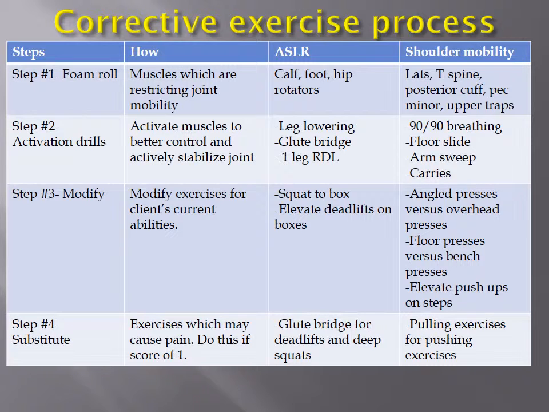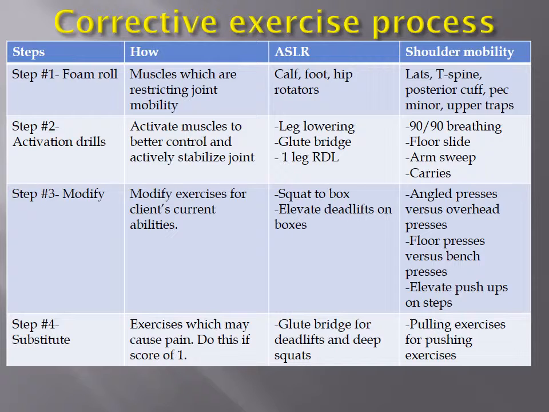Step 3 would be to modify in some way. Okay, for somebody that doesn't have ankle mobility, I might have them squat down to a box. So if I know that their knees come over their toes and they're coming forward onto their toes, they have this weight shift forward, then I'm going to have them sit back and sit their butt back onto a box.